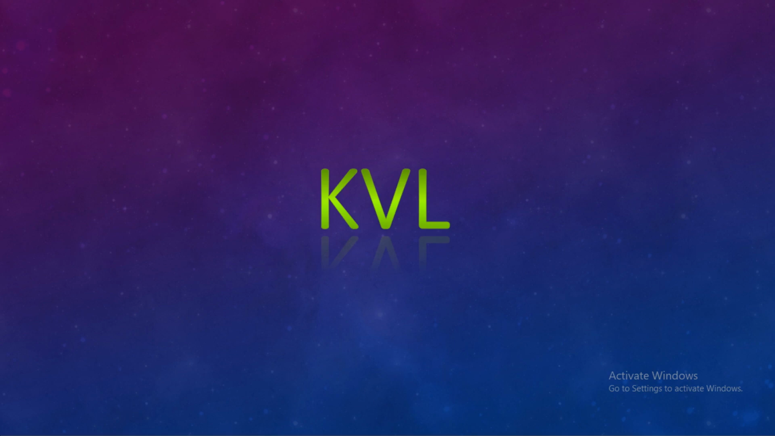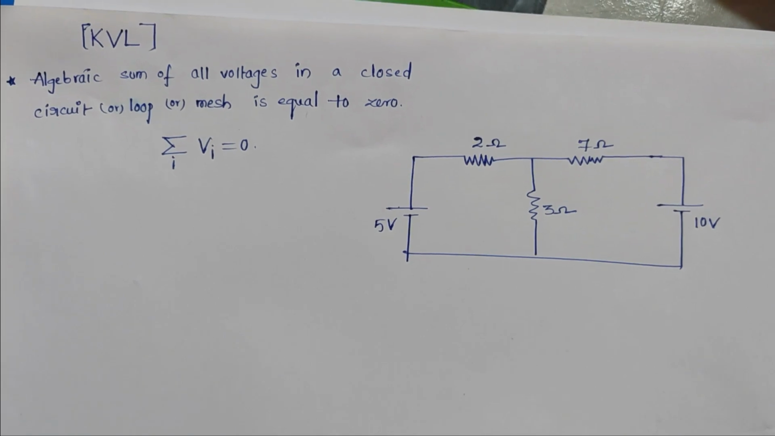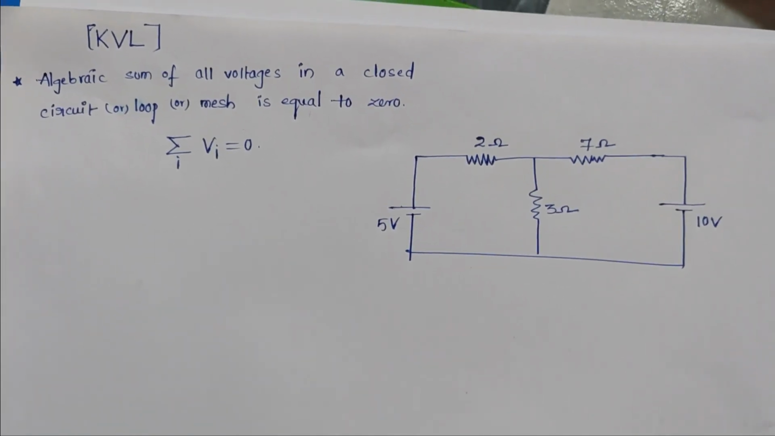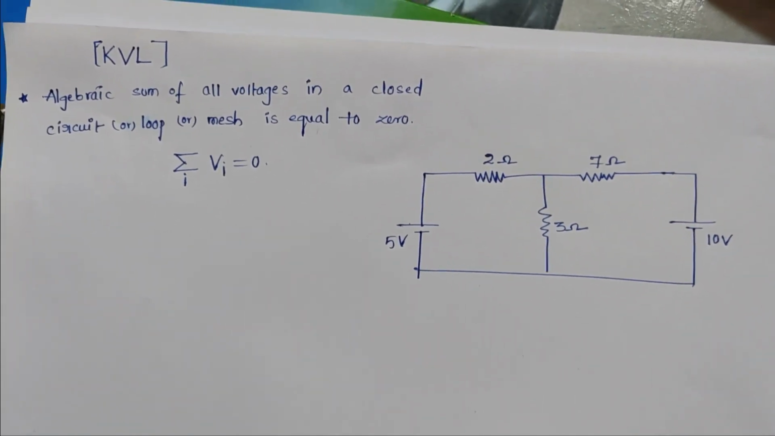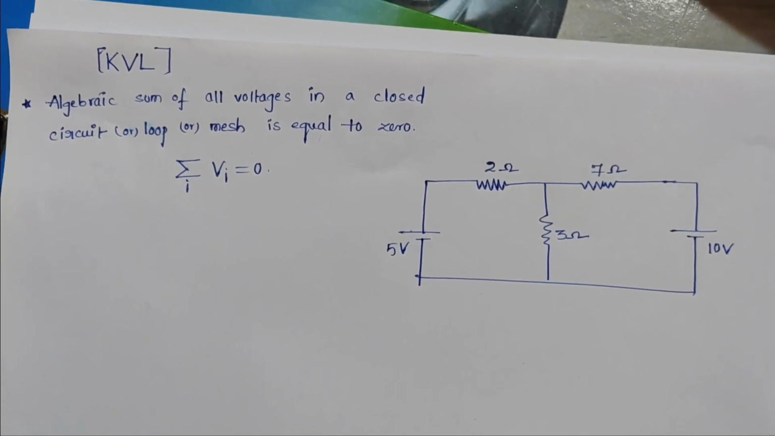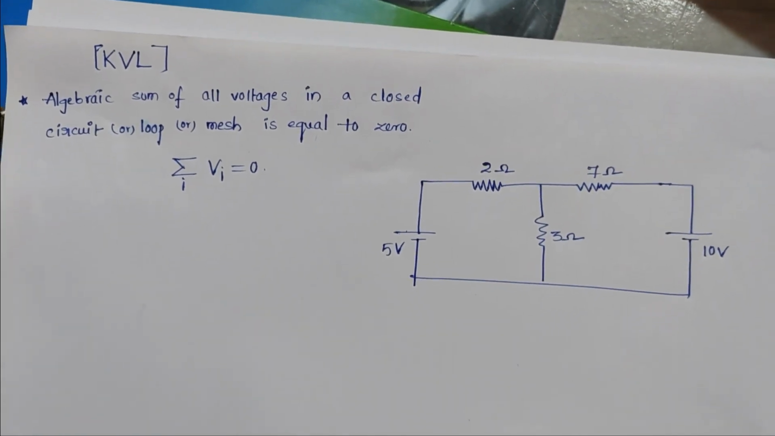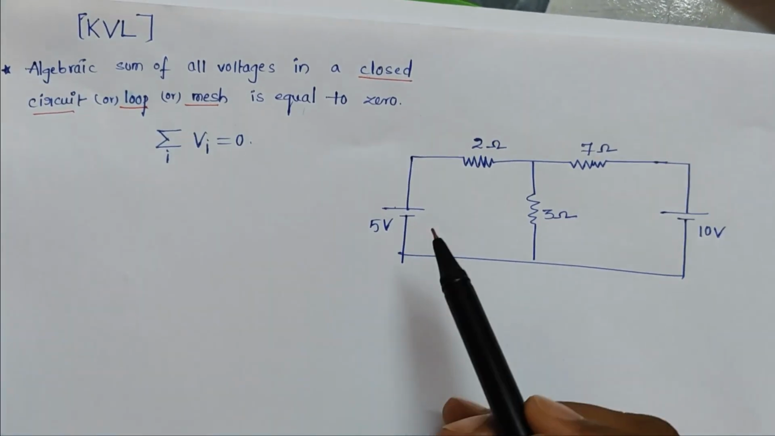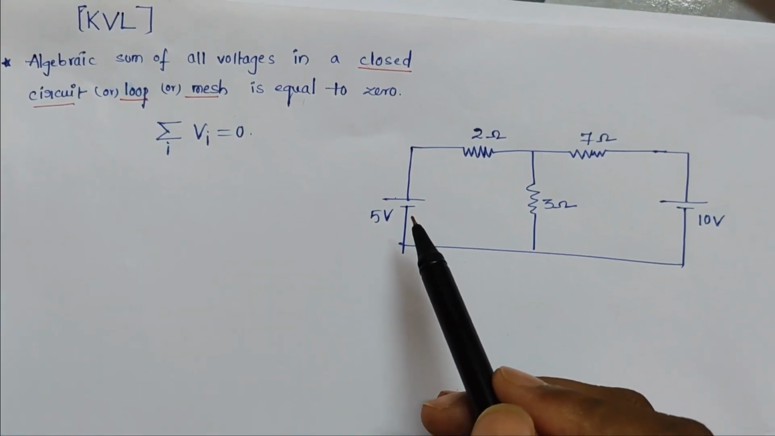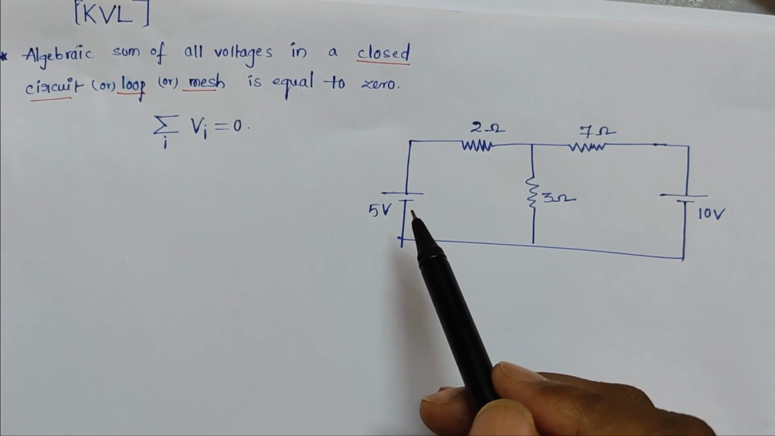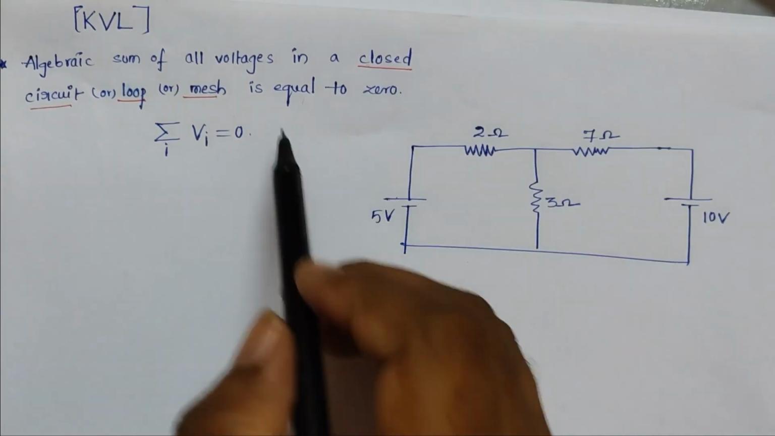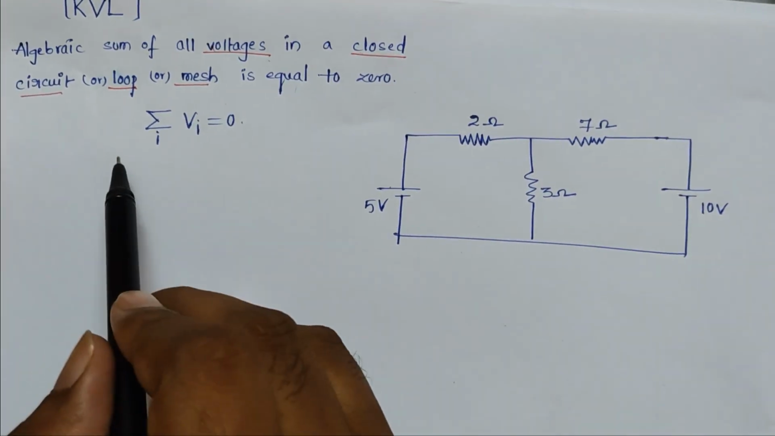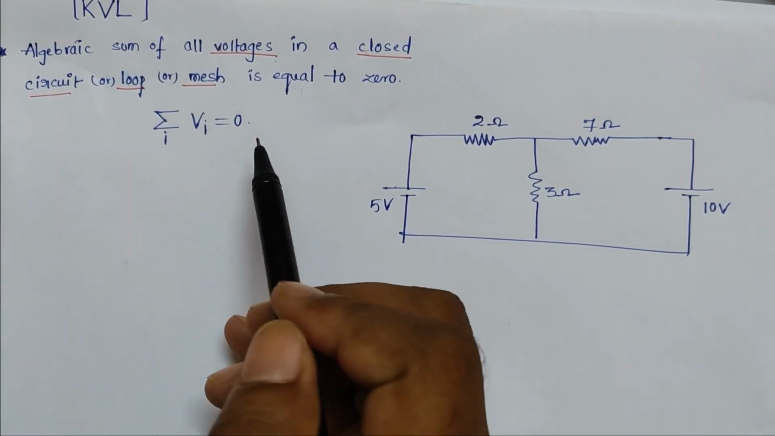Hello students, in this video let's try to understand KVL, that is Kirchhoff's voltage law. The definition you already know: the algebraic sum of all voltages in a closed loop, closed circuit, or closed mesh is equal to 0. Here the closed circuit, loop, and mesh are all the same, that means all are closed paths.